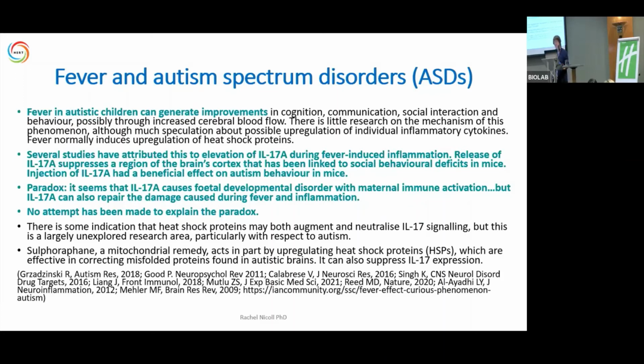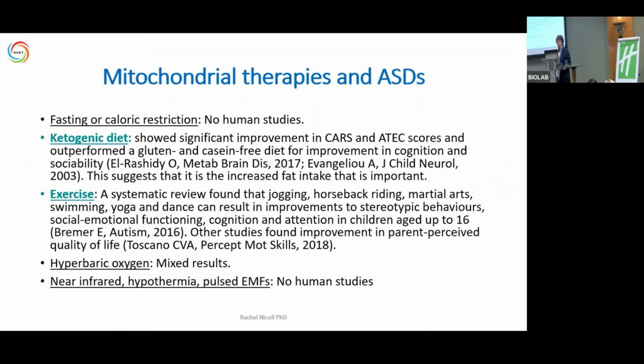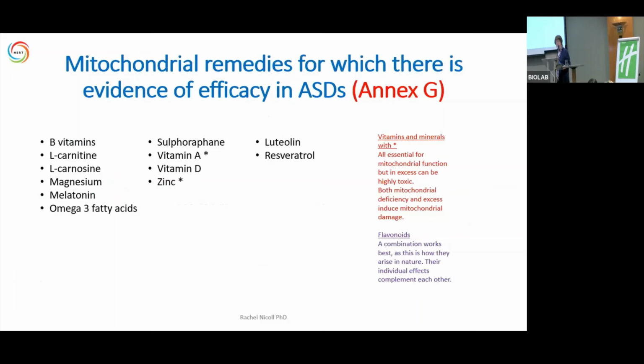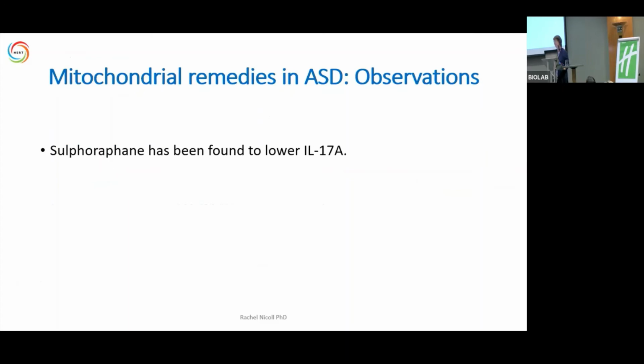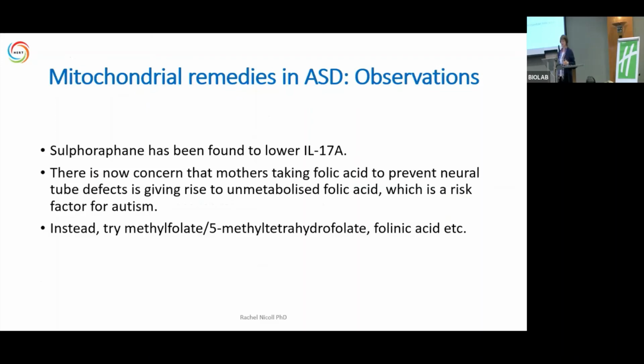Let's have a look at our mitochondrial therapies. So ketogenic diet, yes, good. Exercise also. Can't honestly recommend anything else. Mitochondrial remedies, just these. But note sulforaphane there, because sulforaphane has been found to lower IL-17A, so that's probably how that works. And I just want to mention also that there is concern that mothers taking folic acid to prevent neural tube defects, this is going to give rise to unmetabolized folic acid, which is in fact a risk factor for autism. So you prevent one and cause the other. But I know that you would never give folic acid. You give all these better forms.